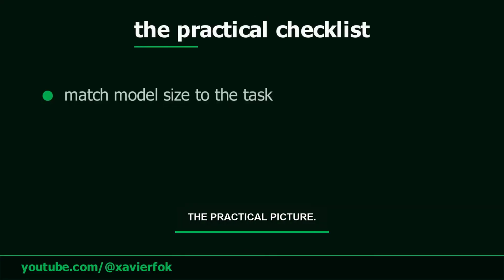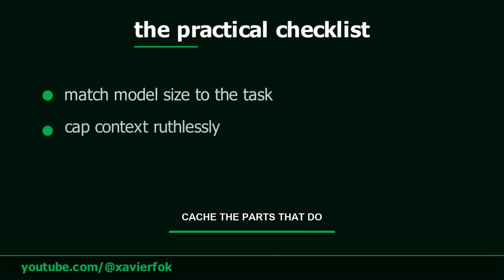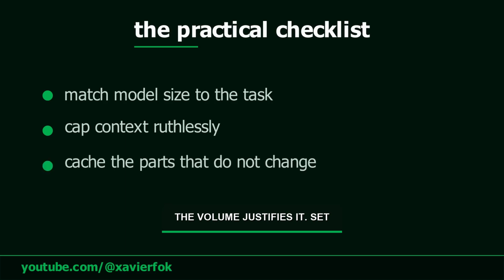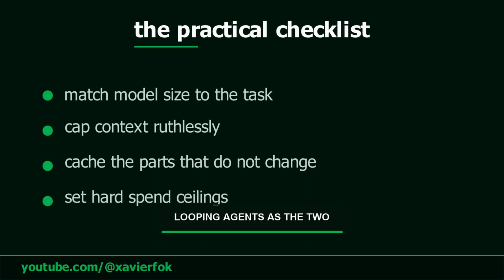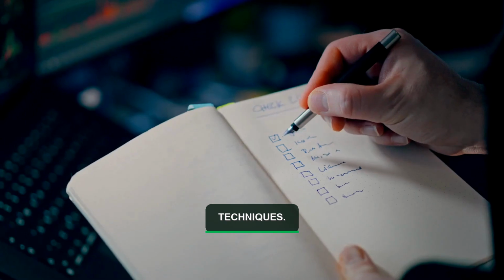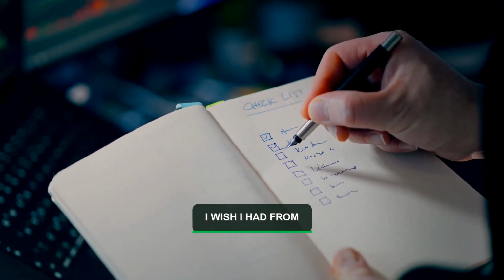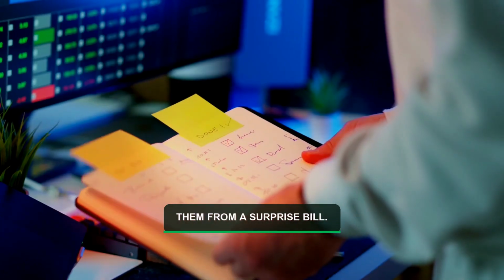So that is the practical picture. Match model size to the actual task. Cap context ruthlessly. Cache the parts that do not change. Batch what can wait. Use a local model for cheap bulk work if the volume justifies it. Set hard spend ceilings. Monitor the dashboard regularly. And treat huge context and looping agents as the two biggest places to look first when something runs expensive. None of these are exotic techniques. They are just the habits I wish I had from the start, instead of learning them from a surprise bill.